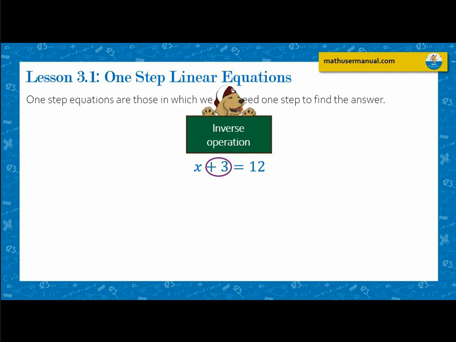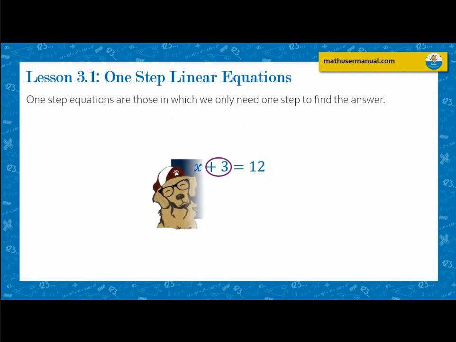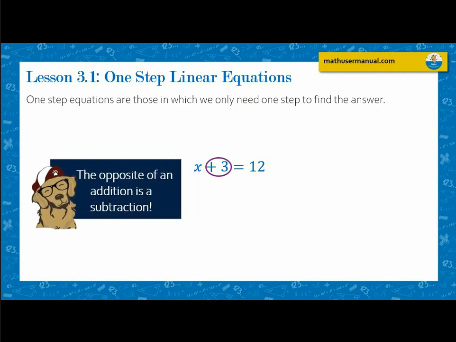Inverse operation, in other words, the opposite operation. Here we have a positive 3. That means addition. What is the opposite of an addition? The opposite of an addition is a subtraction. So what we're going to do is make a negative 3, a subtracting 3. And the reason why we do the opposites in algebra is so we can cancel them. Opposites in algebra cancel. Positive 3 and negative 3 cancel each other.